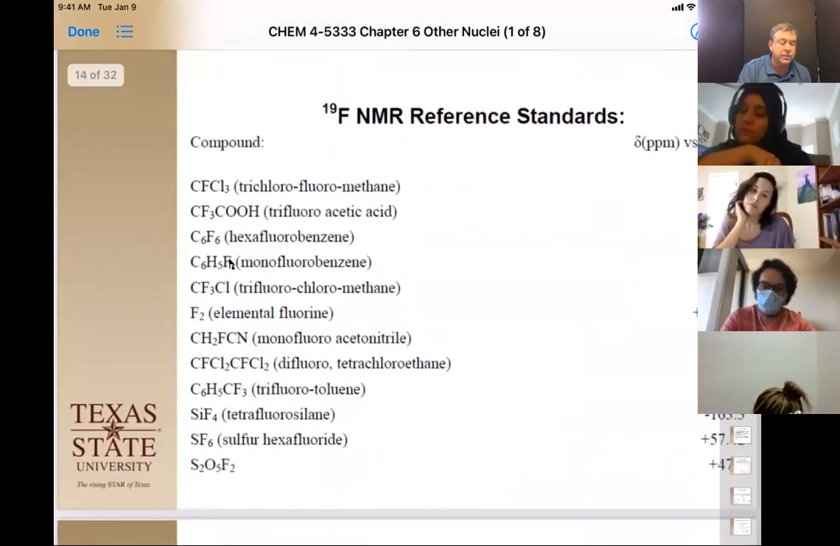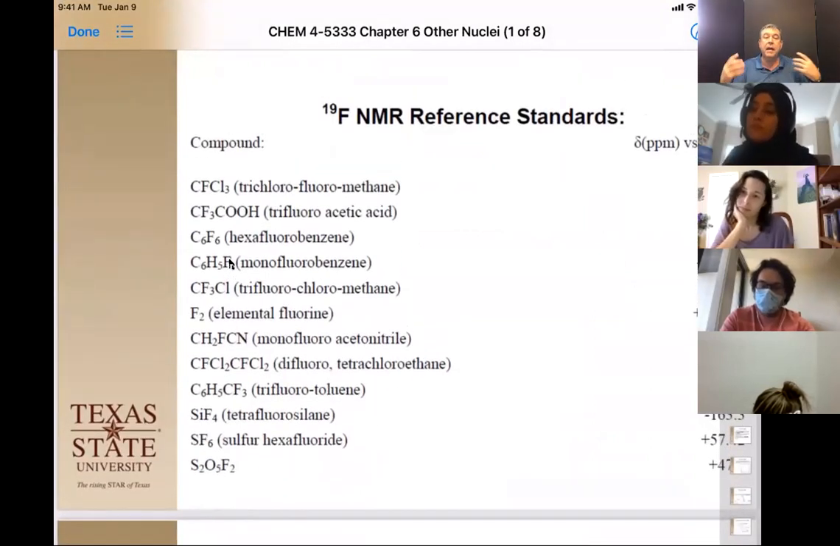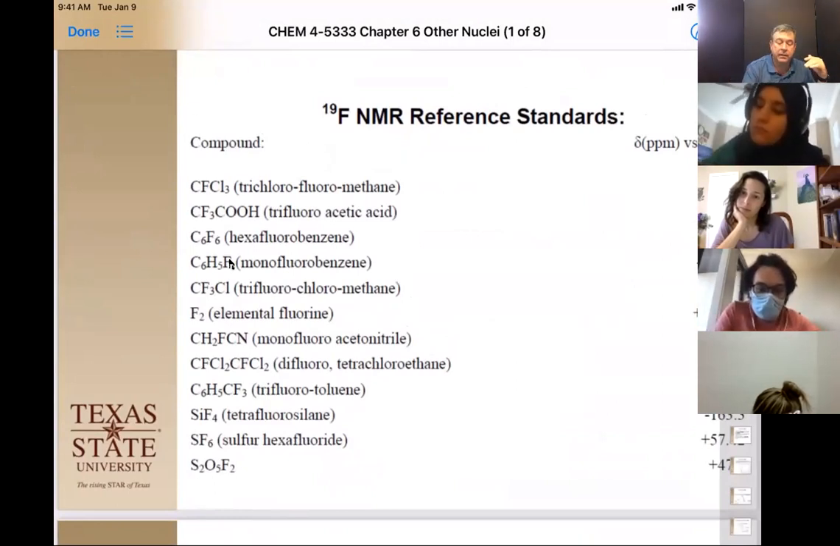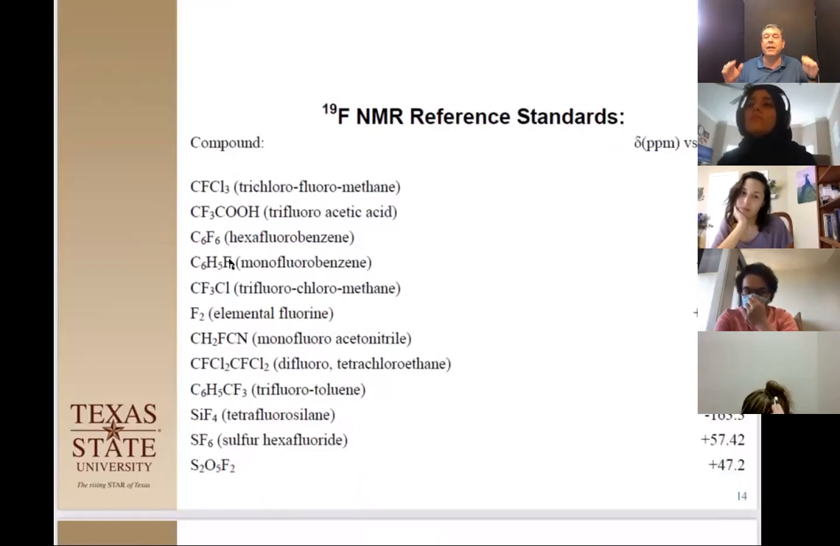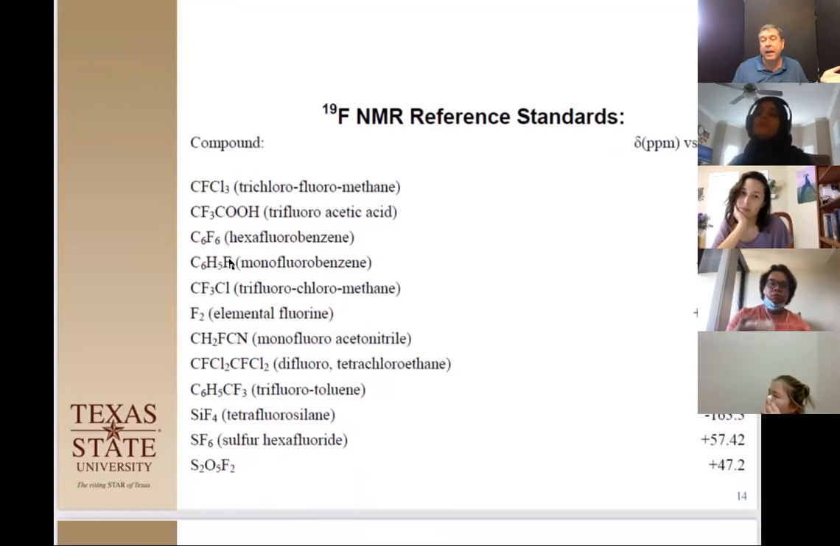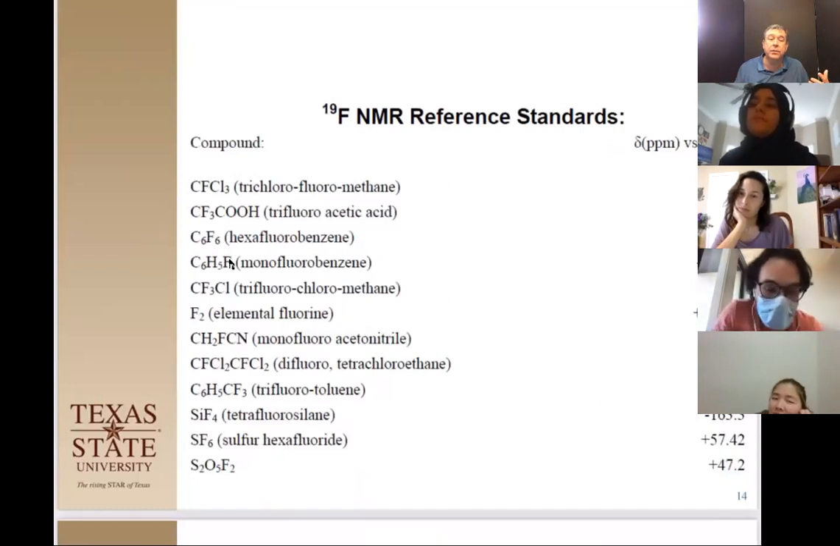So there's a bunch of different things used for reference standards. For me, I prefer to use hexafluorobenzene. Hexafluorobenzene is actually easier to use than the fluorotrichloromethane. Fluorotrichloromethane has a very low boiling point. It goes away very quickly. And so in the lab, it's much easier to use hexafluorobenzene. You just have to account for it being 164.9 hertz away from the quote standard, which is the fluorotrichloromethane. Okay. But there's a lot of other ones you can use.